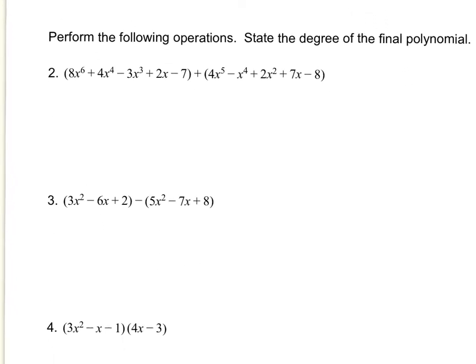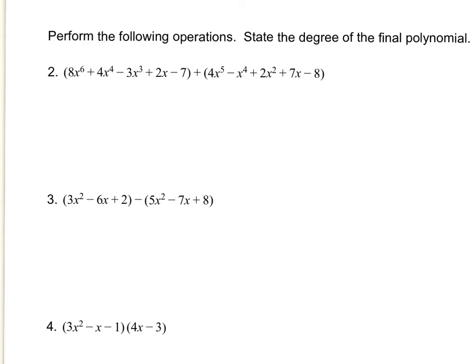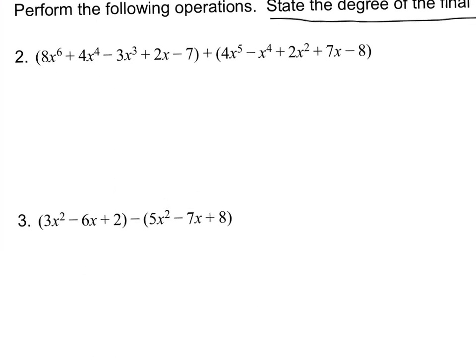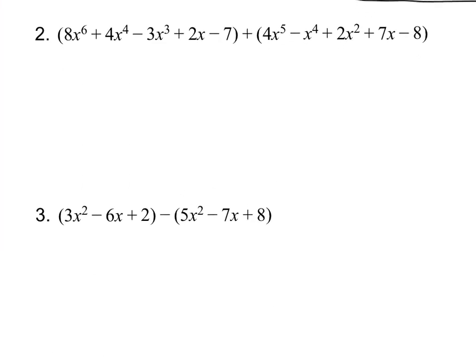Okay, so let's look at some operations on polynomials, and then it also says, remember, to state the degree of our final polynomial. So this first one is addition. Now I know it's addition because there is an addition sign. A lot of people will try to FOIL this or multiply it, but be very careful if there is an addition sign. So when you're adding, you're simply adding like terms. So I'm going to look for anything that has the same variables and same power.